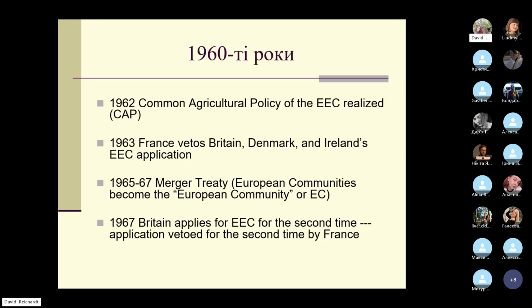In 1963, France vetoes Britain, Denmark, and Ireland's EEC application. Now, why does France veto this? First of all, let me say that Denmark and Ireland make their application together with the United Kingdom. So when the United Kingdom's application is vetoed, Denmark and Ireland are also automatically vetoed.